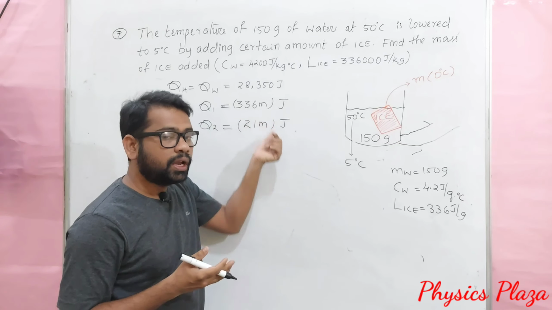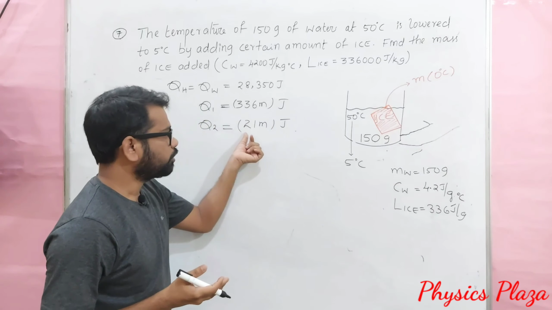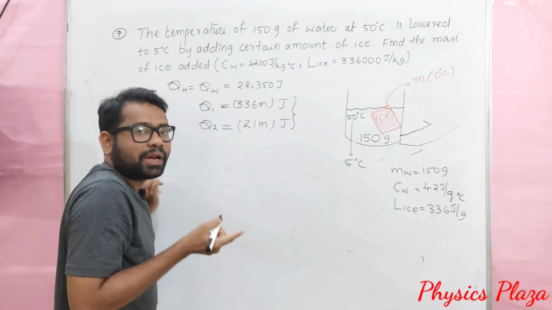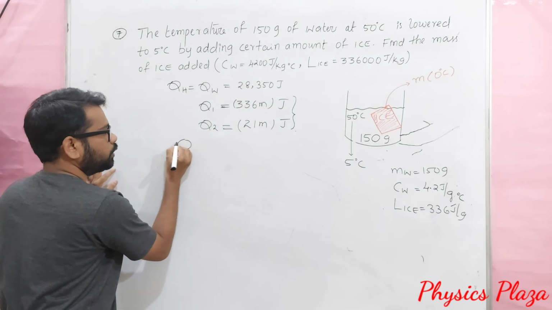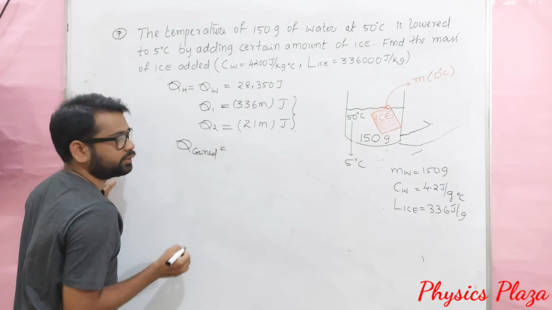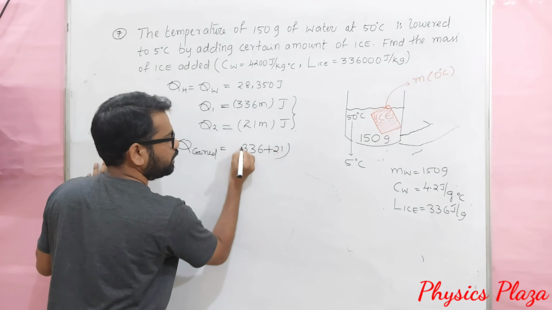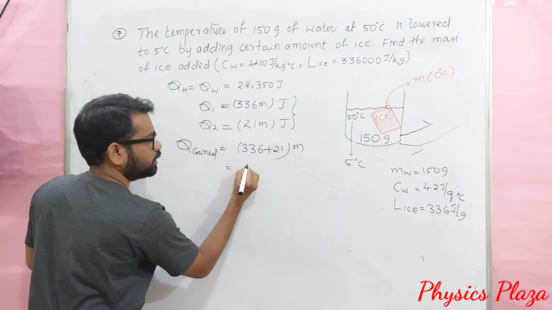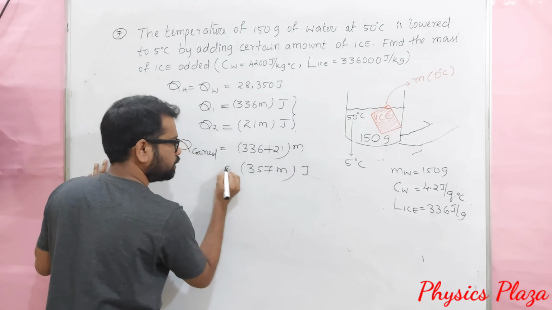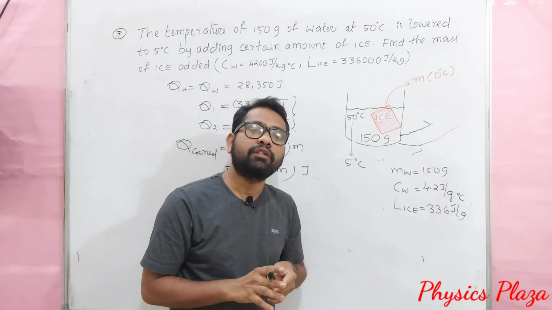336 m. Again, to convert 0 degree Celsius water to 5 degree Celsius water, it is 21 m. So this is the total heat gained by the ice. Total heat gained by the ice: how much is it? 336 plus 21 m, so this will be 357 m joules.